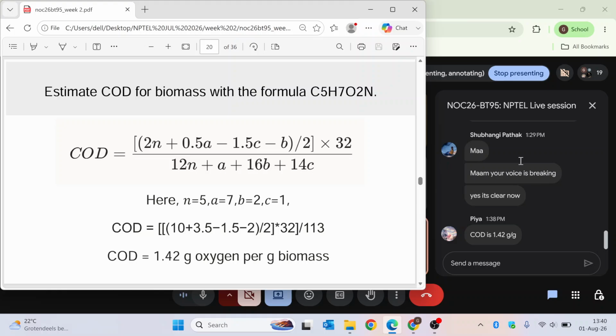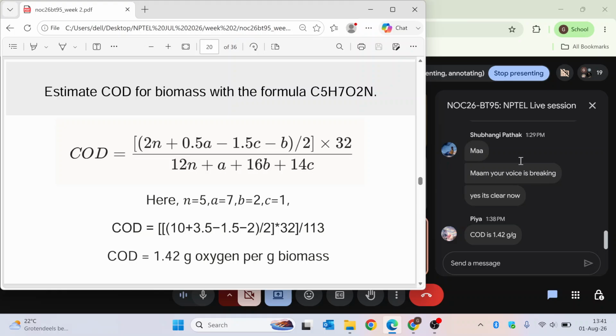And this formula we directly have for how to find the COD, but I hope you all know from where we derive this formula. When we have any component with a molecular formula of CnHaObNc, this formula is applicable as it is. Here n is the number of carbon, a is the number of hydrogen, b is the number of oxygen and c is the number of nitrogen in the given molecular formula.